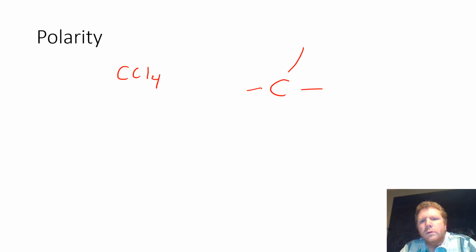So the last thing that I wanted to talk about from module 4.1 was polarity. Polarity is a measure of how much an individual atom within a bond wants an electron. So if we look at something like CCl4, okay, let's draw that molecule. We've got carbon, 1, 2, 3, 4 Cls.